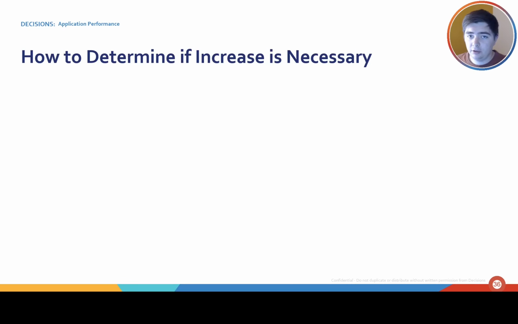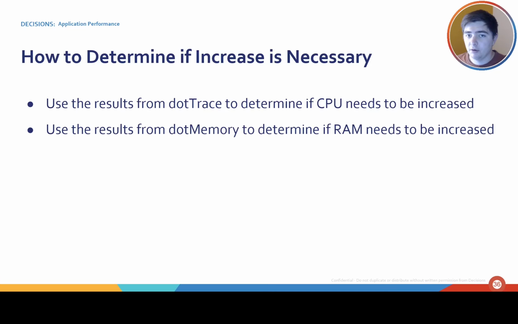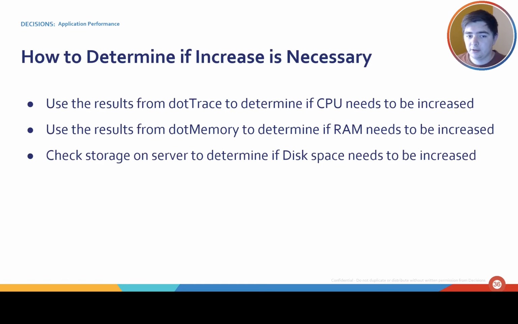So how do you determine if an increase is necessary? As mentioned in Module 2, we have different tools that allow us to determine which of these resources may be exhausted. You want to use the results from running the .trace to determine if your CPU needs to be increased. You'll want to check the results from your .mem to determine if the RAM needs to be increased. Make sure to check the storage on the server to determine if the disk space needs to be increased.